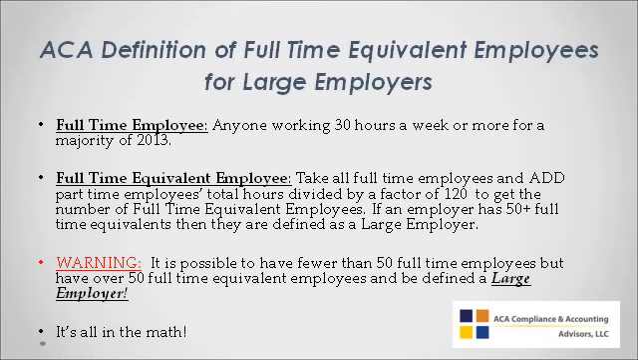All part-time hours worked for the month are divided by a factor of 120 to give the number of full-time equivalents. An employer with 30 employees working 30 or more hours has 30 full-time equivalent employees. If the same employer also has 50 part-time employees who are working substantial hours, this employer can be considered a large employer. Remember, only full-time employees working 30-plus hours weekly qualify for group health insurance.